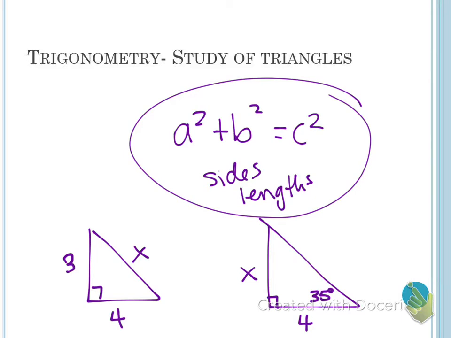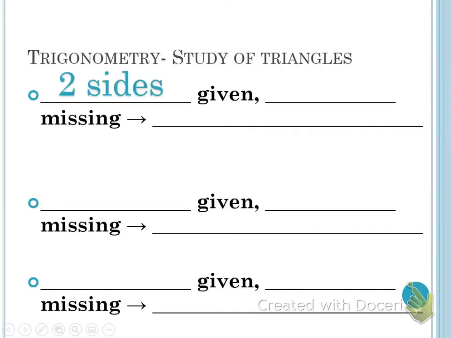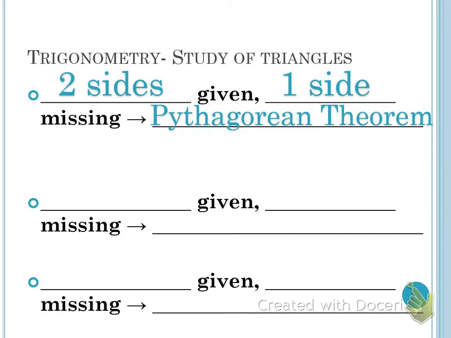So you have 3 situations on the front page of 9.4. I'm going to show you all of them, and we'll go from there. So if you are given 2 sides and you're missing 1 side, what will you use? The Pythagorean theorem, right? We just talked about that. But that's when you're only dealing with sides, okay? Because a squared plus b squared equals c squared, a, b, and c are sides.